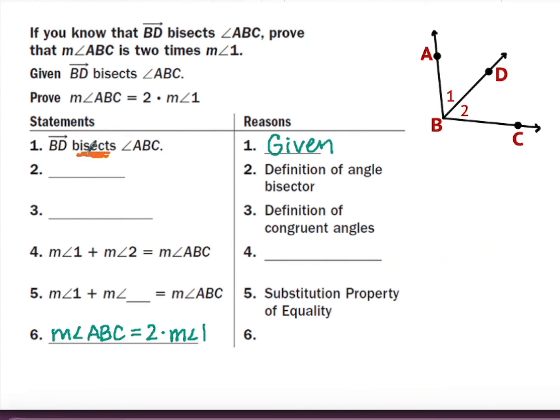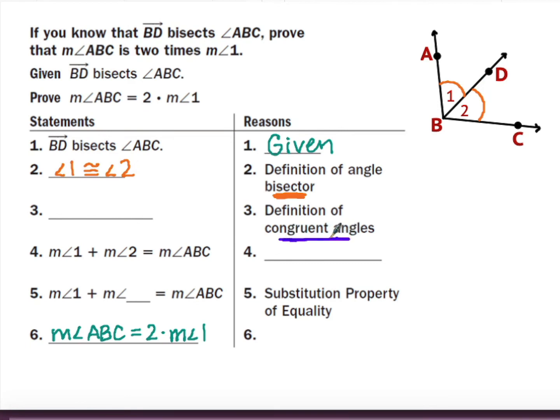One thing you're going to start to notice is whenever you see words in the given, we're almost always going to use the definition of that word as one of our reasons. Because BD is bisecting angle ABC, that has a very special meaning. If you looked up angle bisector in the dictionary, it would say that it's a ray that splits the angle into 2 congruent pieces. And so that's what we're going to say. The definition of angle bisector tells us that angle 1 is congruent to angle 2. So sort of like definition of a midpoint. If you see that word bisector, then you can write that the angles are congruent.